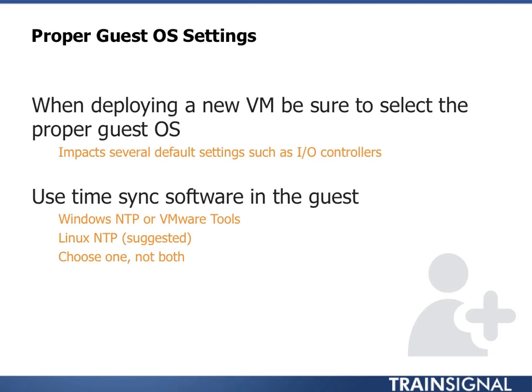Use time sync in the guest. So you've got a few options. For Windows, you can use NTP or VMware Tools. I would suggest one or the other, but not both, and that's up to you. Really, VMware Tools isn't bad if your vSphere hosts are already using NTP. Most Windows systems are set to time sync anyway, so you just may want to tell Tools not to bother. For Linux, it's suggested to use NTP. And again, choose one, but not both.